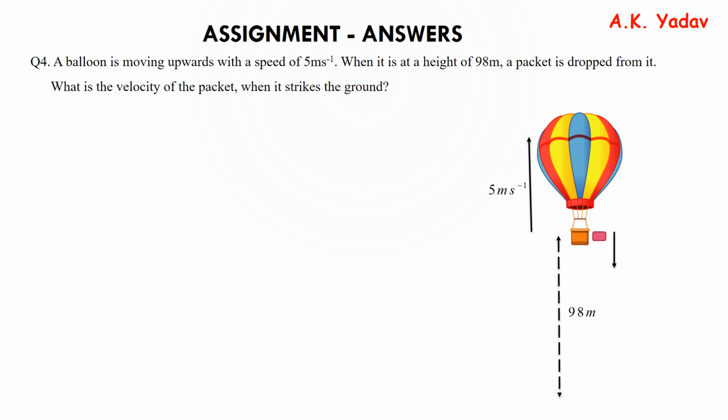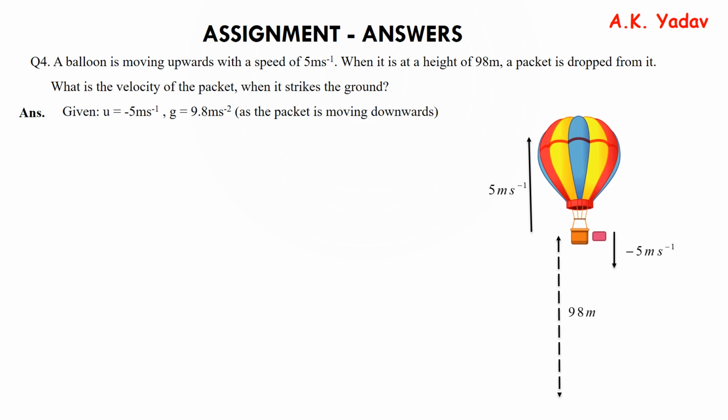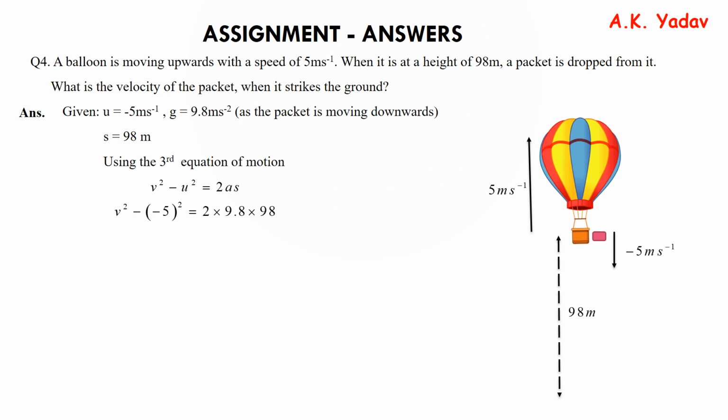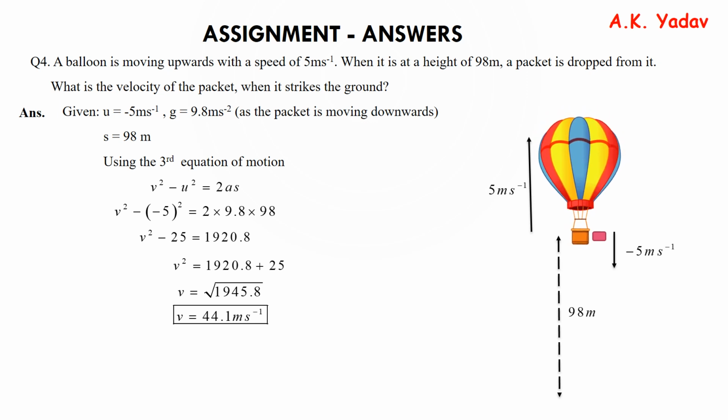Now the balloon is moving upwards with 5, and if the packet is dropped, the velocity of the packet is minus 5 meter per second. So what is given? u is minus 5, g is plus 9.8 as the packet is moving downwards, and the distance is 98 meters. So let's use the third equation of motion, that is v square minus u square is equal to 2as. u is minus 5, so v square minus 5 square is equal to 2 into 9.8 into 98. On solving we get v is equal to 44.1 meter per second.